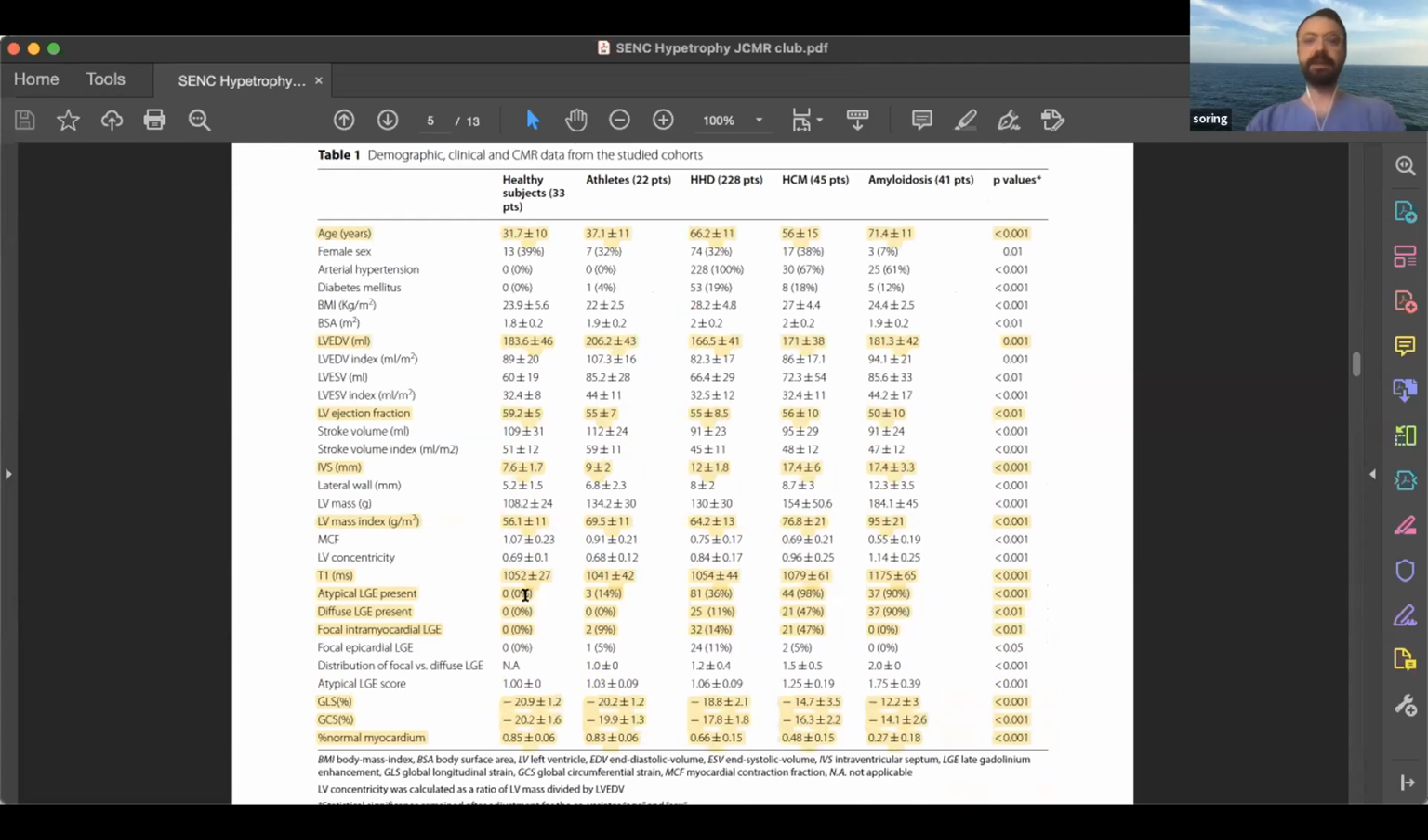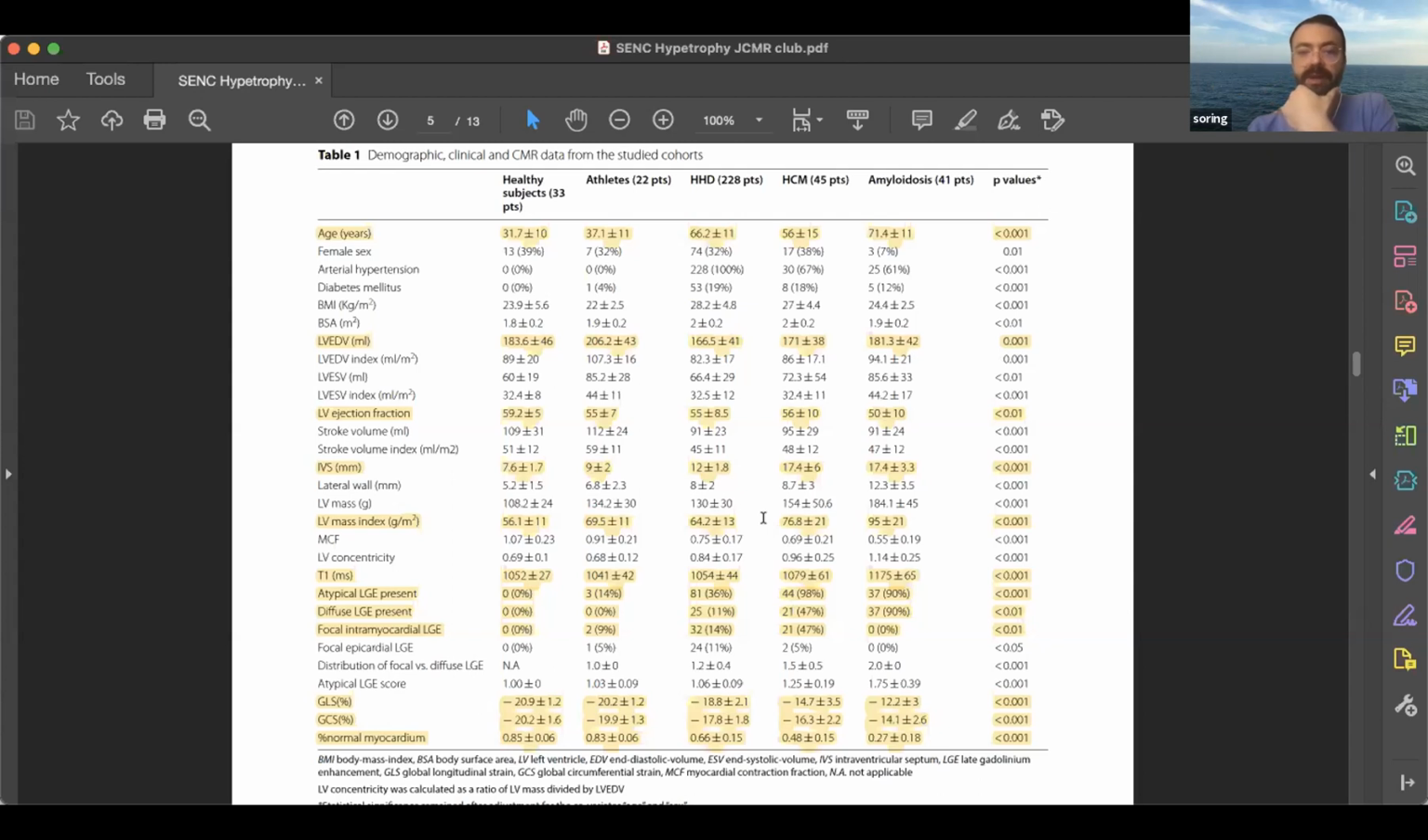Looking at the demographic data, we've seen that patients with amyloidosis and hypertensive heart disease were older than patients with hypertrophic cardiomyopathy, as well as athletes and healthy subjects. Athletes exhibited the highest value for left ventricular end-diastolic volume, which is to be expected. It is known that this is an adaptation process in athletes. The left ventricular ejection fraction was similar between the groups, except patients with amyloidosis, who showed a lower but still in the normal range left ventricular ejection fraction.